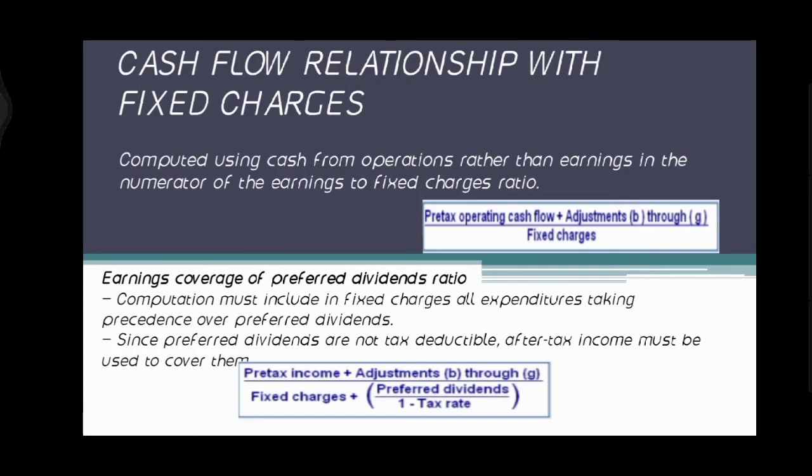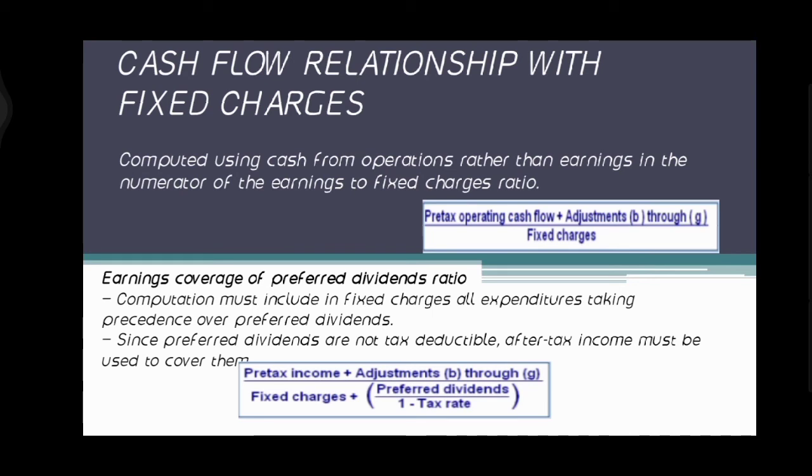Okay, do you wonder about the cash flow relationship with fixed charge? Companies must pay fixed charge in cash, while net income includes revenue and expenses that do not always generate the required cash immediately. This section describes a cash-based fixed expense, or what we also call the fixed charge coverage measure, to overcome this limitation. The formula that we can use is pre-tax operating cash flow plus adjustment of indicators B to G that we have shown you on our previous slide, divided by fixed charge.